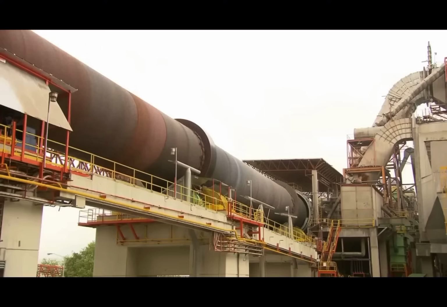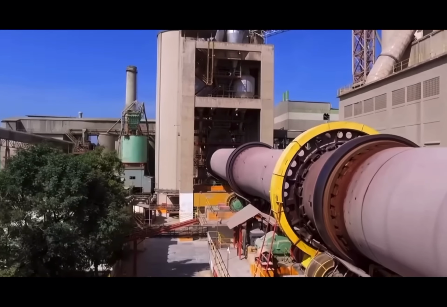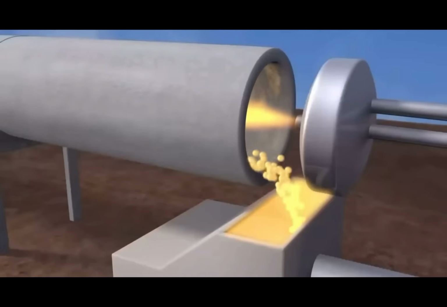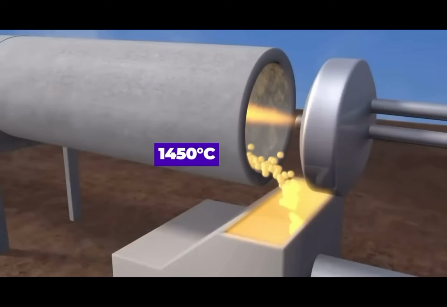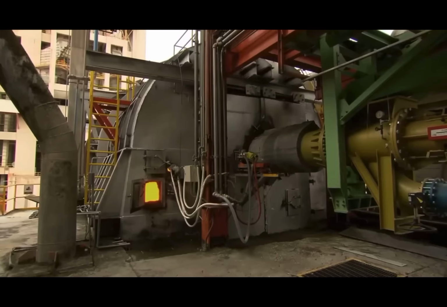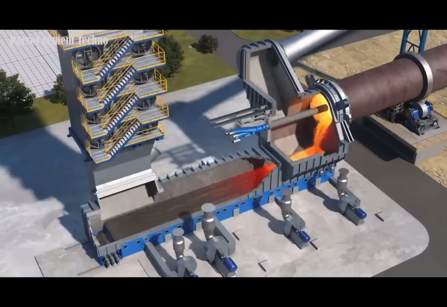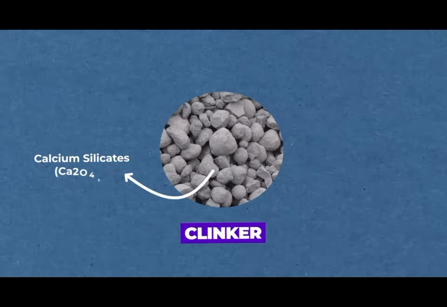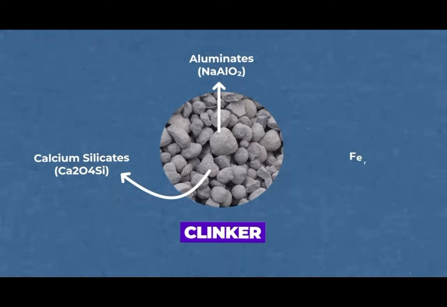The preheated and pre-calcined raw meal enters a rotary kiln, which is a long cylindrical furnace. The temperature in the kiln reaches around 1450 degrees Celsius or 2642 degrees Fahrenheit. In the kiln, the raw materials undergo a series of complex chemical reactions and sintering, resulting in the formation of small, marble-sized nodules called clinker. The clinker consists of calcium silicates, aluminates, and ferrites.